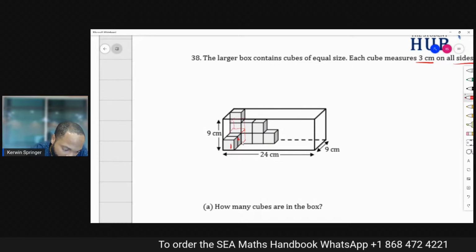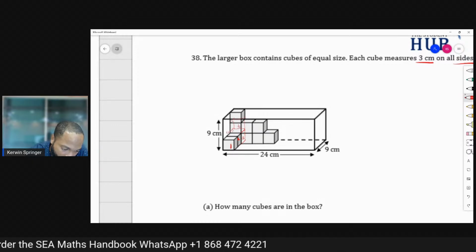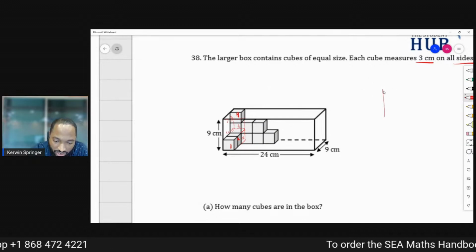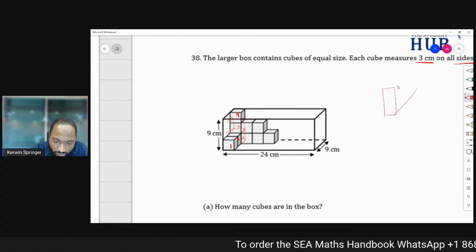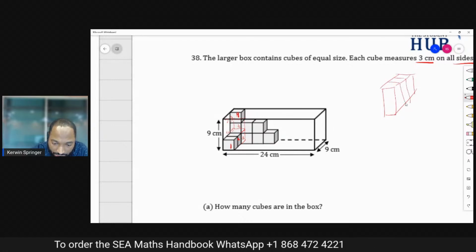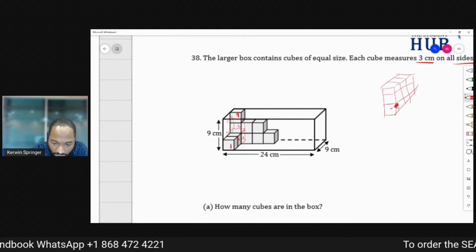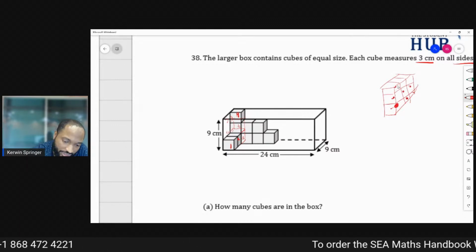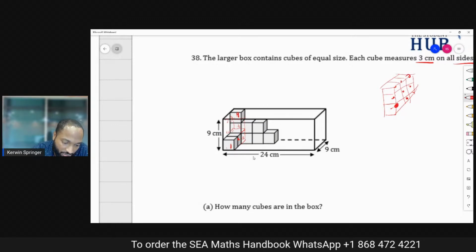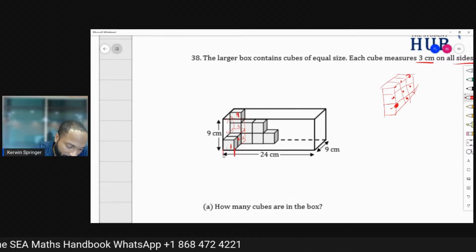I draw it in. So there's 1, 2, 3, and there will be 4, 5, 6 on top, 7, 8, 9. It's 9. So they'll have on one face here, we can expect 9 cubes. 1, 2, 3, 4, 5, 6, 7, 8, 9. And how many of these faces would we get? Well, each side of this cube is 3.